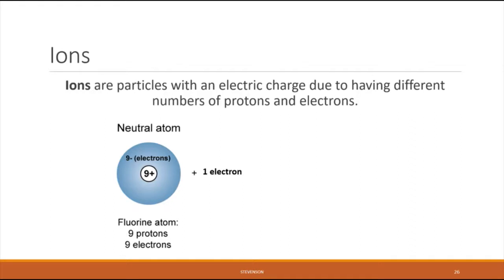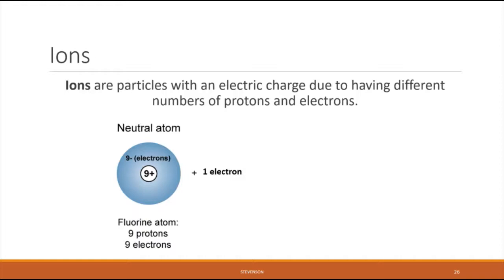And this causes their overall charge to be zero, because the 9 positive charges that you see in the nucleus cancel out the 9 negative charges that you see in the orbitals in this atom of fluorine, for example. -9 plus 9 together equals 0, electrically neutral.